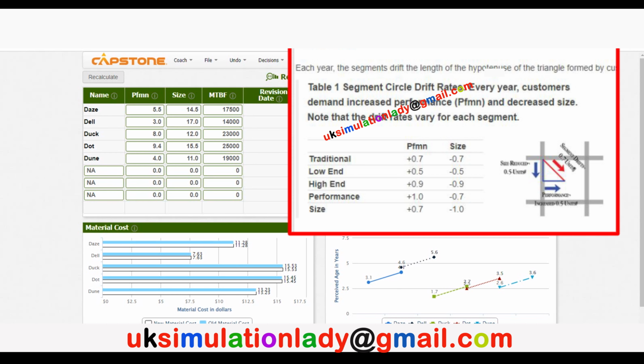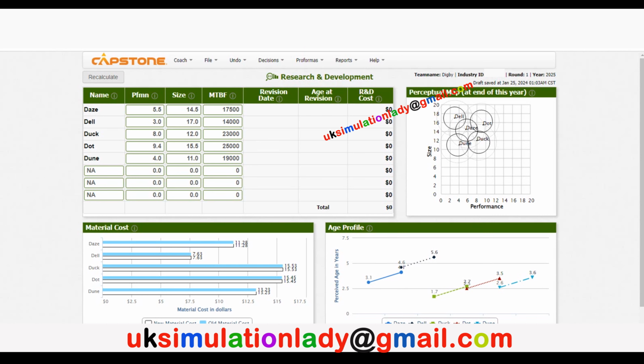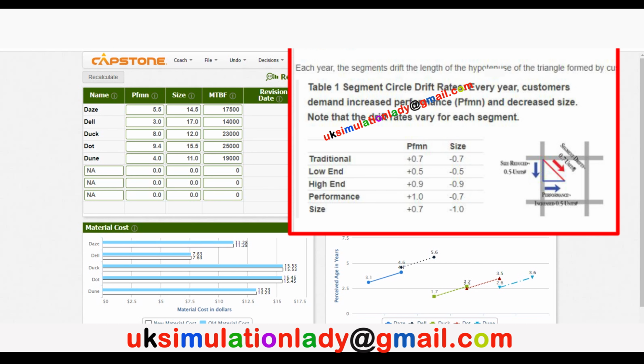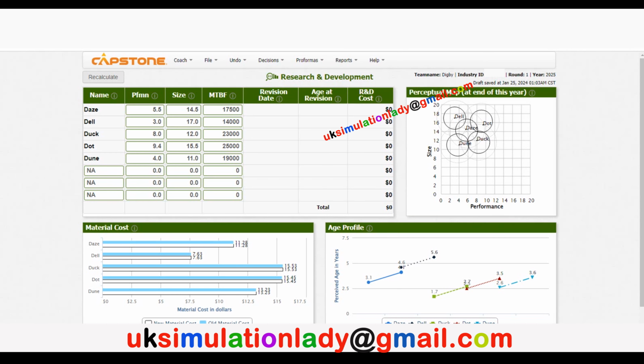How do we use Capsim's segment centers and drifts to make decisions? Typically, we take the performance segment centers and add the drift to determine performance decisions. At the same time, we take the size segment center and subtract the drift to come up with a size decision for a given round. This allows us to stay aligned with customer expectations and make the right decisions each round.